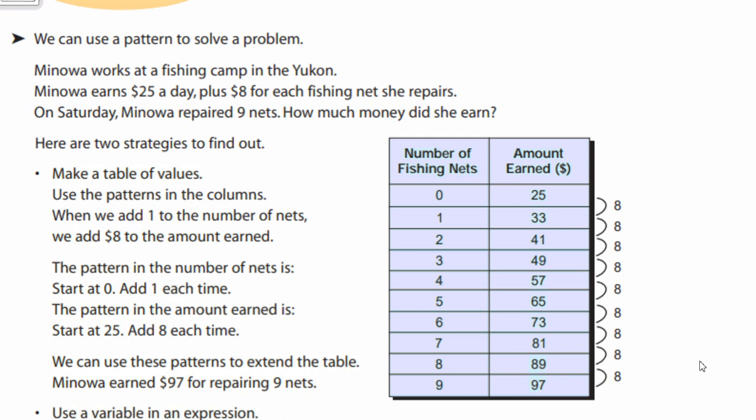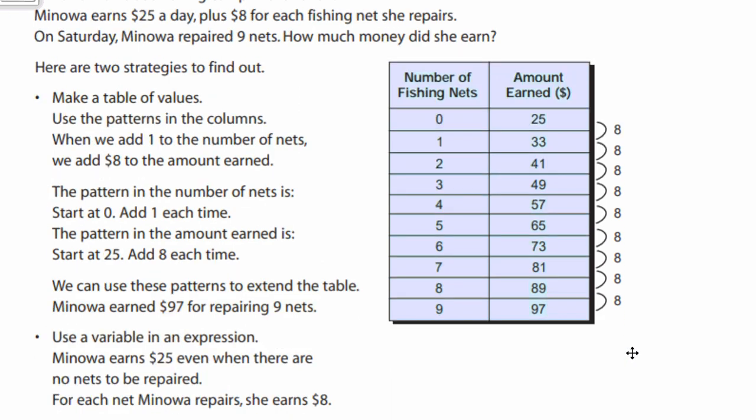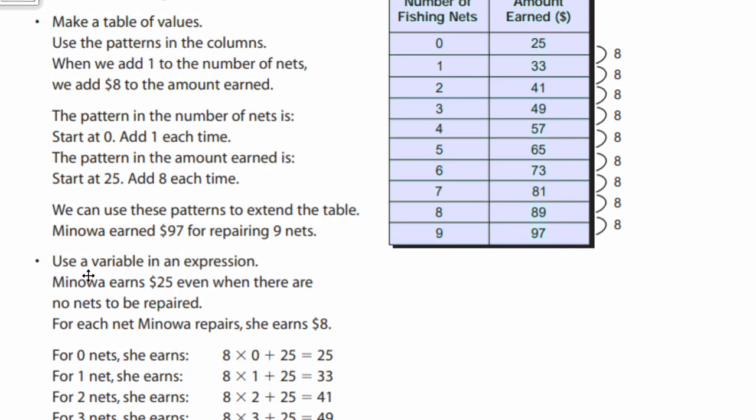Now I could do this by building a table, and it works okay when we're only going up to 9, but like I said earlier, if we were going all the way up to 57, this would take us a long time. So the other way that we can do this is to use a variable in an expression.